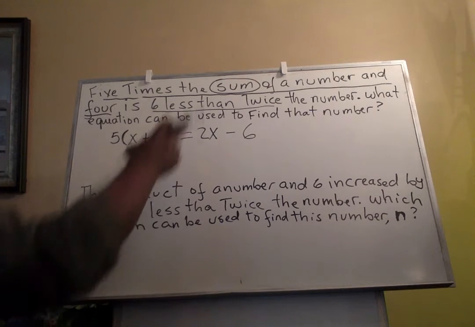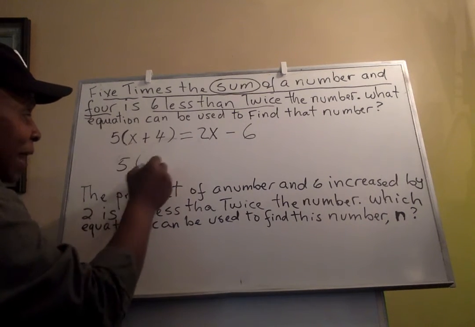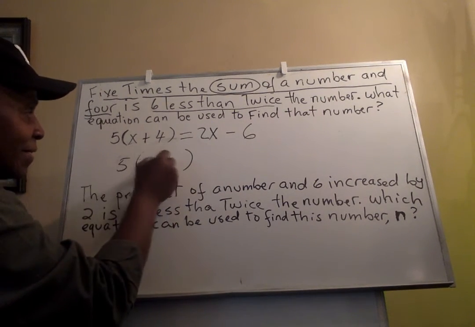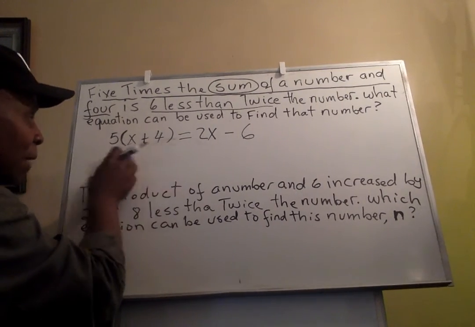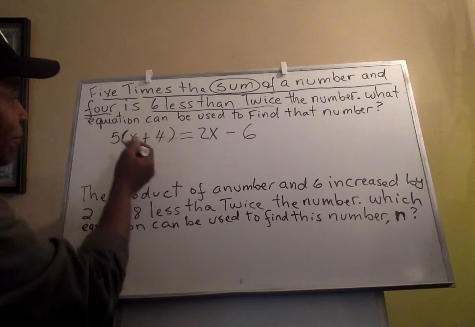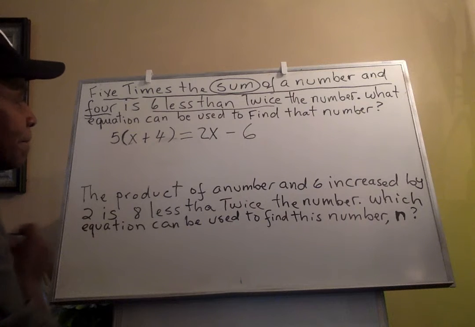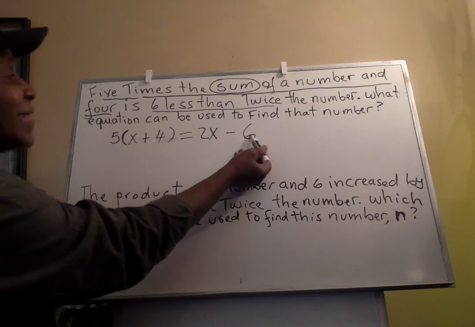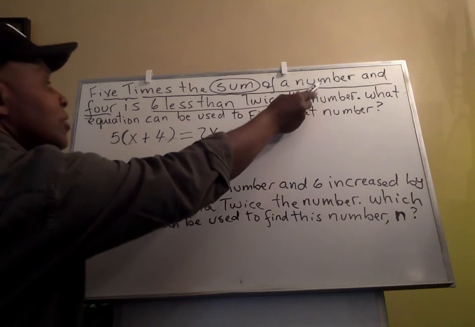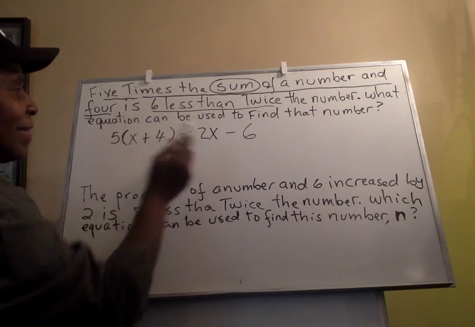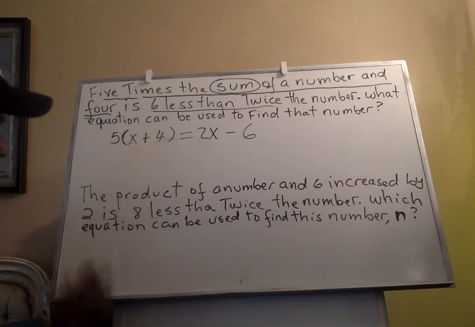Now, if it said 5 times the difference, meaning subtraction, I would put 5 times the difference of a number and 4. But it said 5 times the sum, that's why I put a plus. Okay? 5 times the sum of a number and 4 is 6 less than, meaning subtraction, twice the number, which is this number, x. And that's it. Okay? Now let's do this one.